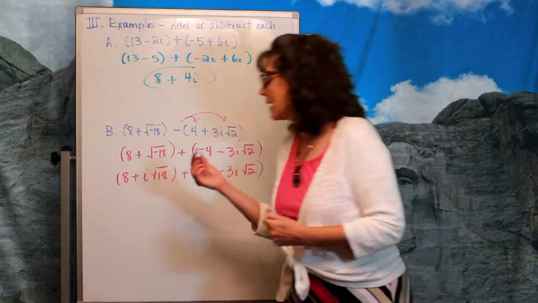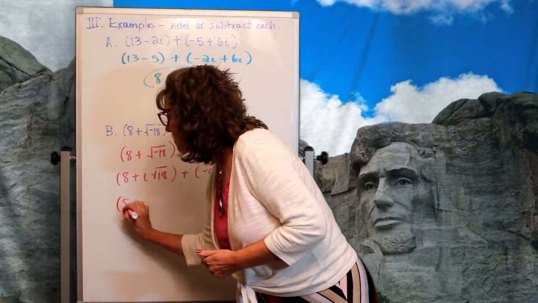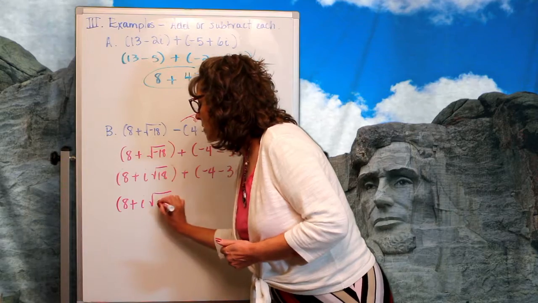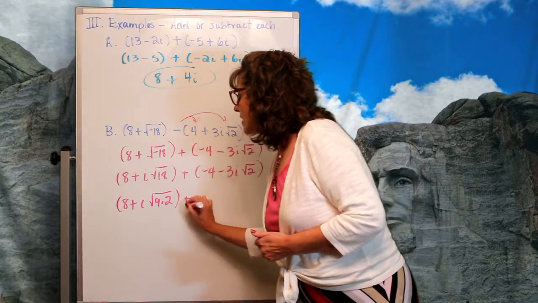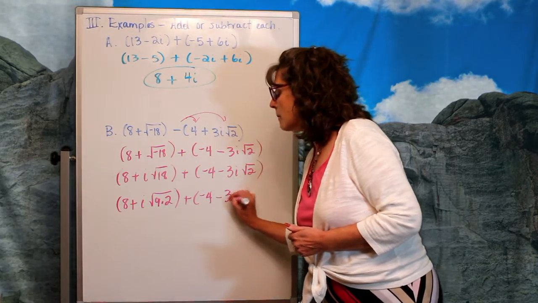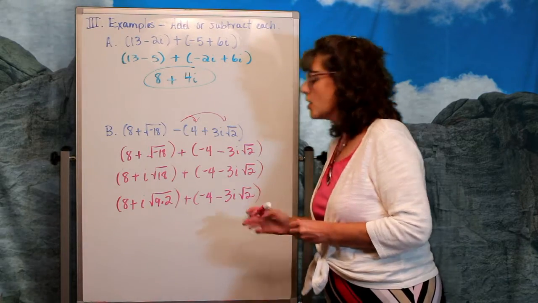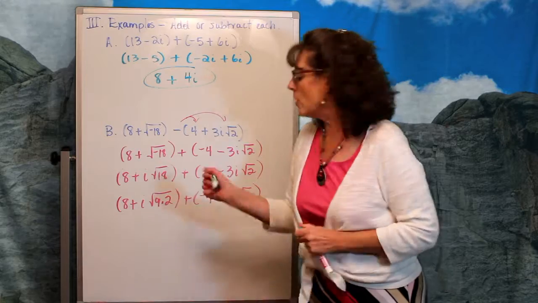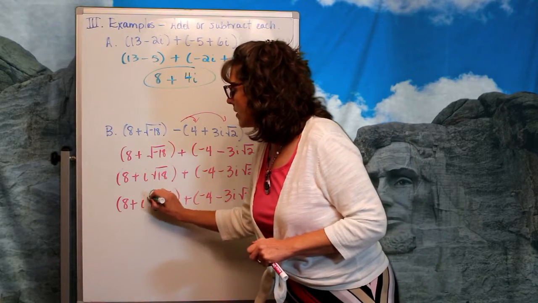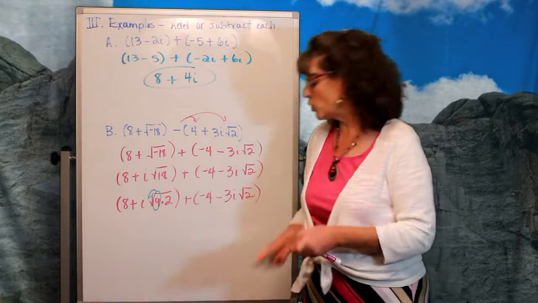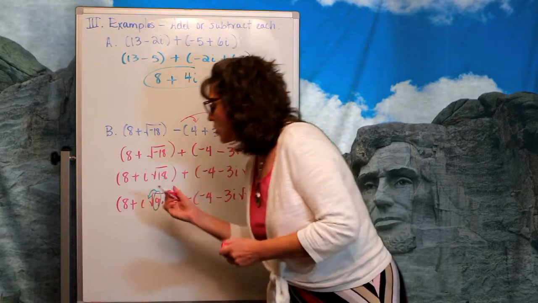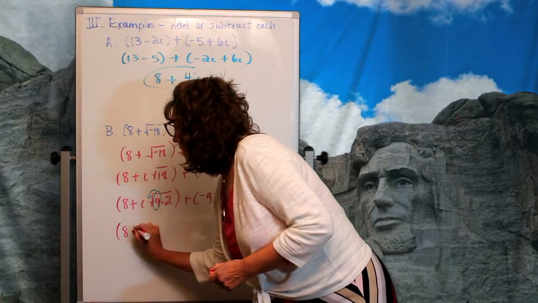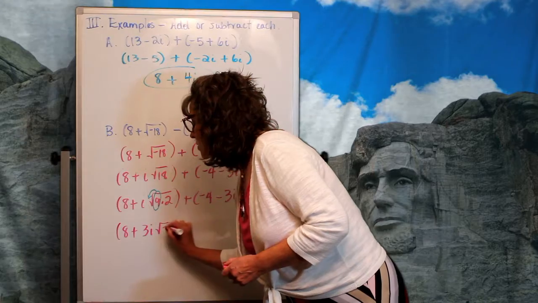18 is 9 times 2. Could be 6 times 3, but most people think of 9 times 2, so I'm going to go with that one. But the nice thing about this is, remember, I'm looking for perfect squares or pairs. Do you see a perfect square there? Yes, you do. Because you know that the square root of 9 is 3. So I'm going to simplify the square root of 9 to just a 3. So therefore, I will have a 3i square root of 2.